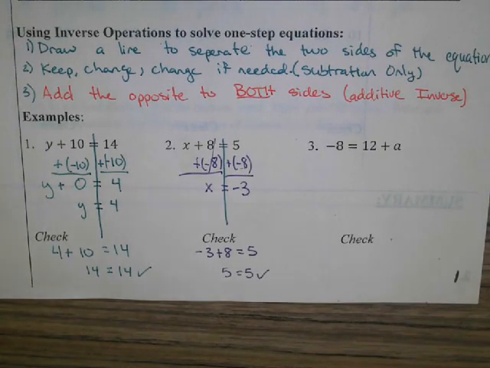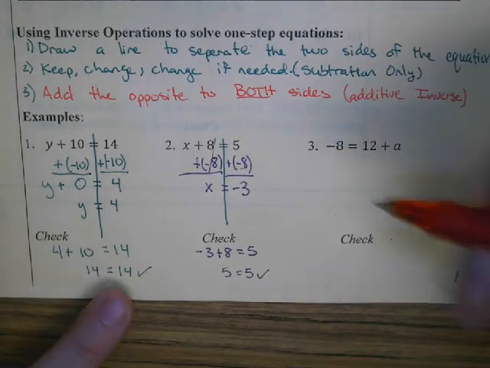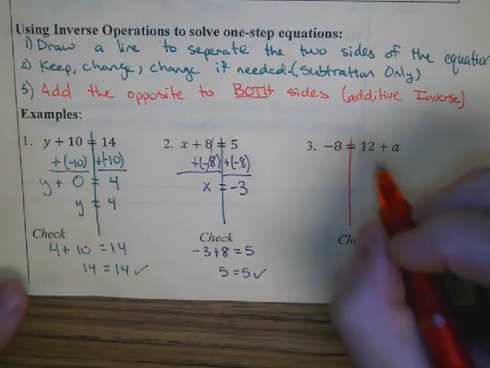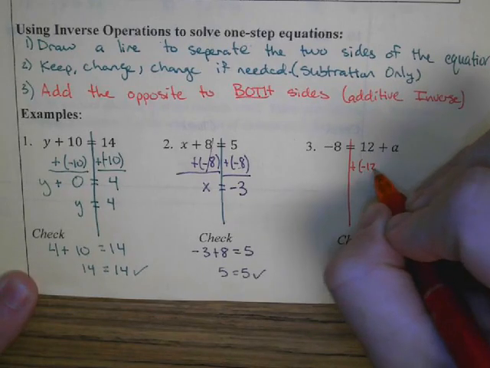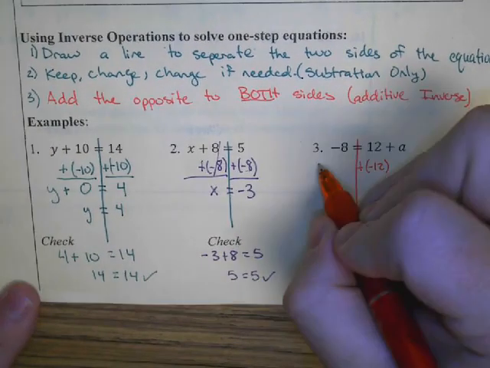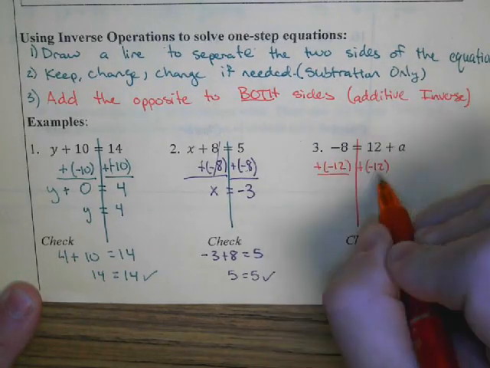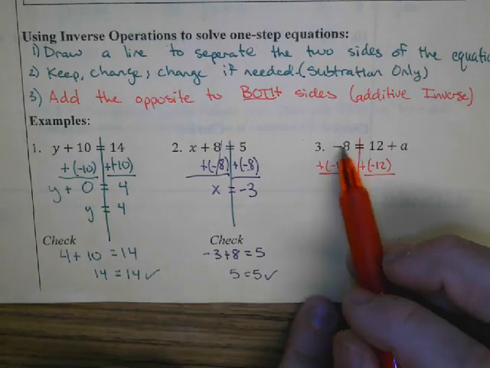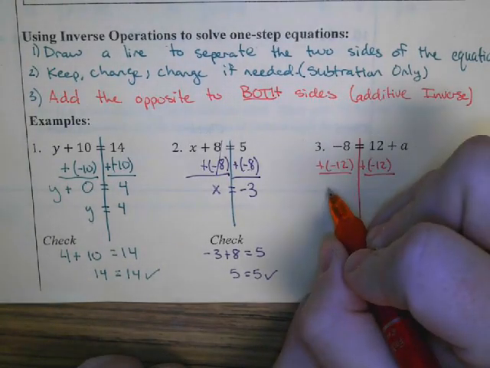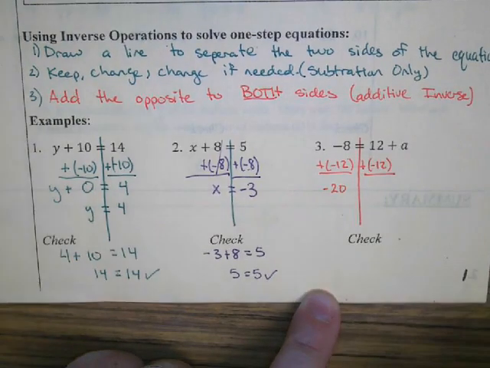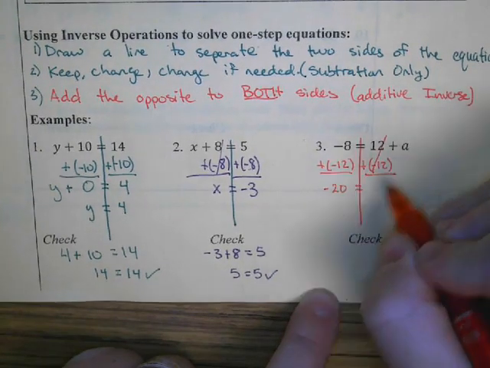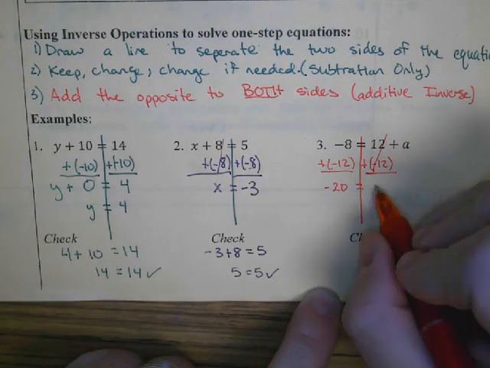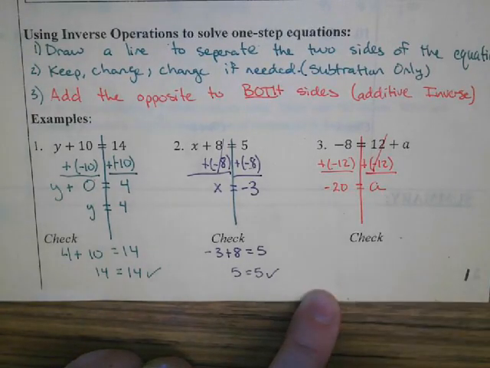Okay, let's look at number 3. I will draw my line, step 1, and then what we want to do is add the opposite. So I see a positive 12, so I will add the opposite to both sides. So we'll add -12 to both sides. -8 plus -12. Oh, we have the same signs, both negative, so we'll add the numbers and keep that negative sign, and we'll get -20. When we're adding the opposite, they cancel each other out because they equal 0, and we have our a. So we have a equals -20.